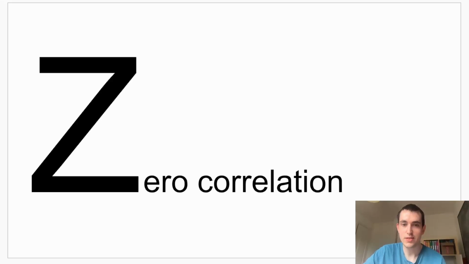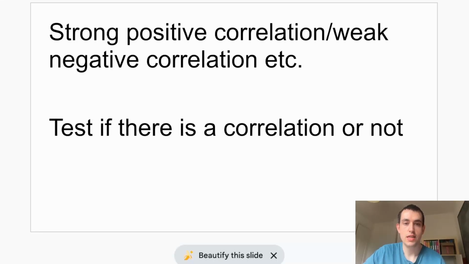And finally, Z is for zero correlation. You've done strong positive or weak negative correlation in GCSE. In A-level maths, what we do is we actually test if there is a correlation or not by comparing certain values and writing a little conclusion.